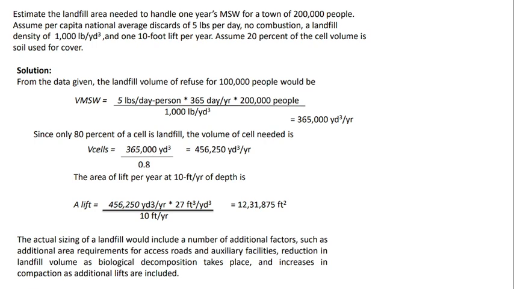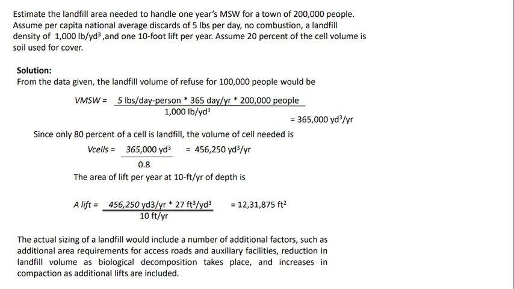Estimate the landfill area needed to handle 1 year's MSW for a town of 2 lakh people. Assume per capita national average discard of 5 lb per day. No combustion, landfill density of 1000 lb per yard cube and 10-foot lift per year. So if it is getting buried, 10 foot is lifted per year. Assume 20 percentage of cell volume is soil used for the covering.